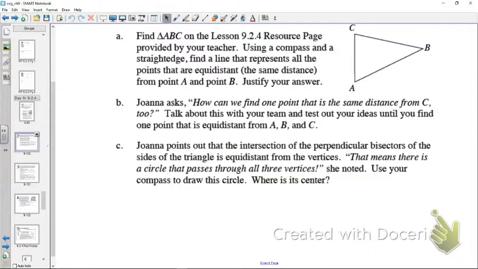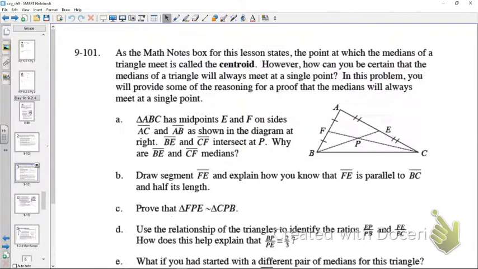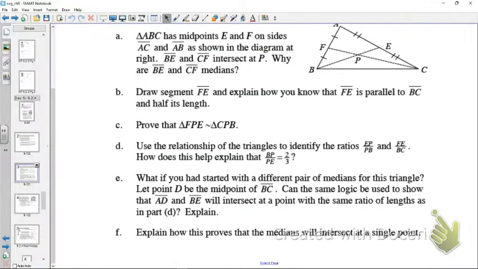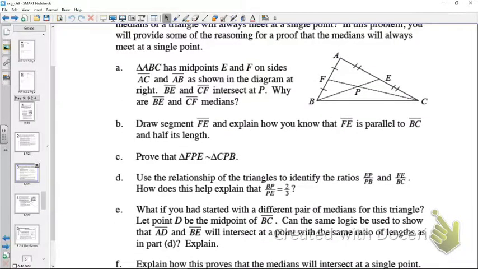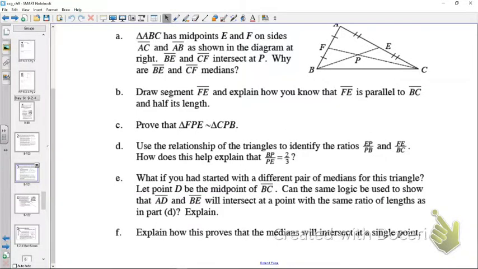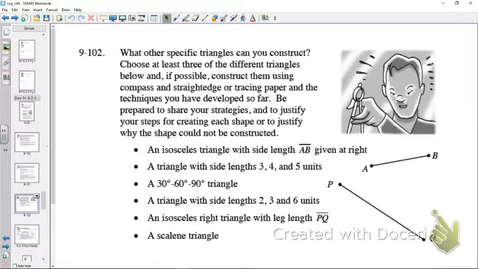So lastly, you have a couple more problems left. This is going to be more about the centroid, and you're going to kind of prove why it works the way it does. So I'm going to leave this to you to work out. Okay, it's just some math you have to do. And then 102, you guys are going to do the following. So what other specific triangles can you construct? So you're going to construct 3. Choose at least 3 of the different triangles, and I'm going to tell you which to do.